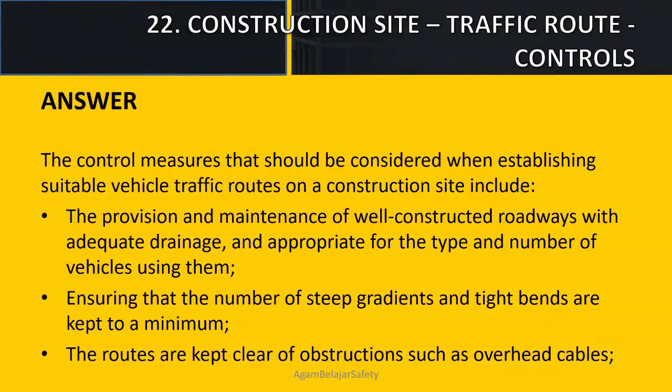The control measures that should be considered when establishing suitable vehicle traffic routes on a construction site include the provision and maintenance of well-constructed roadways with adequate drainage and appropriate for the type and number of vehicles using them, ensuring that the number of steep gradients and tight bends are kept to a minimum. The routes are kept clear of obstructions such as overhead cables.